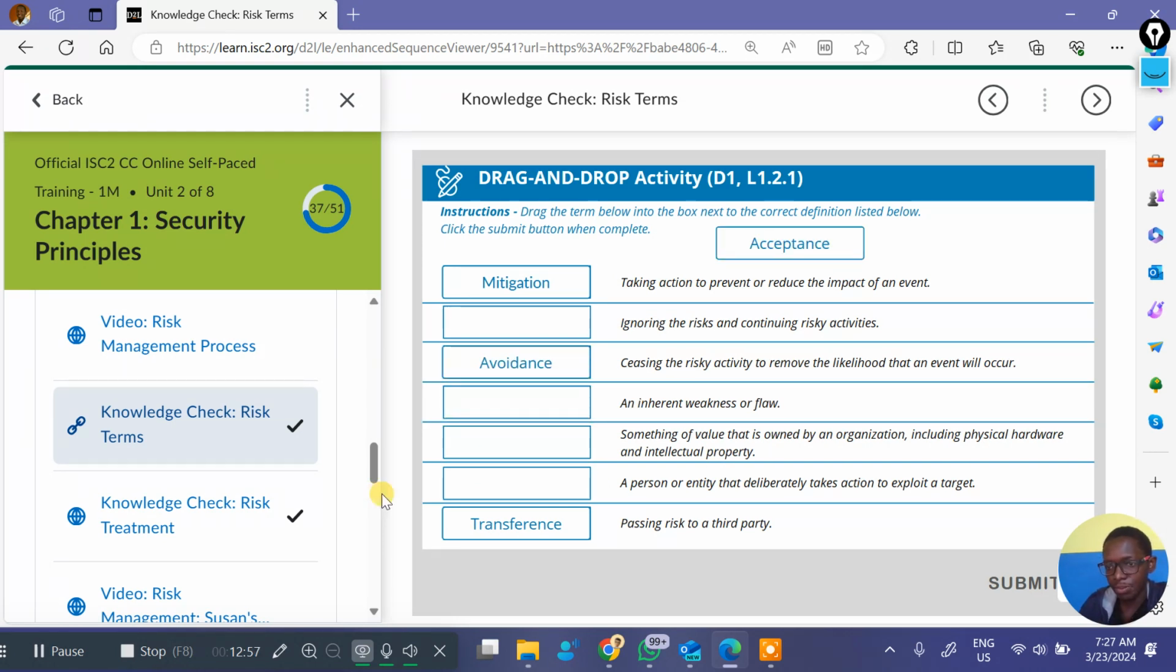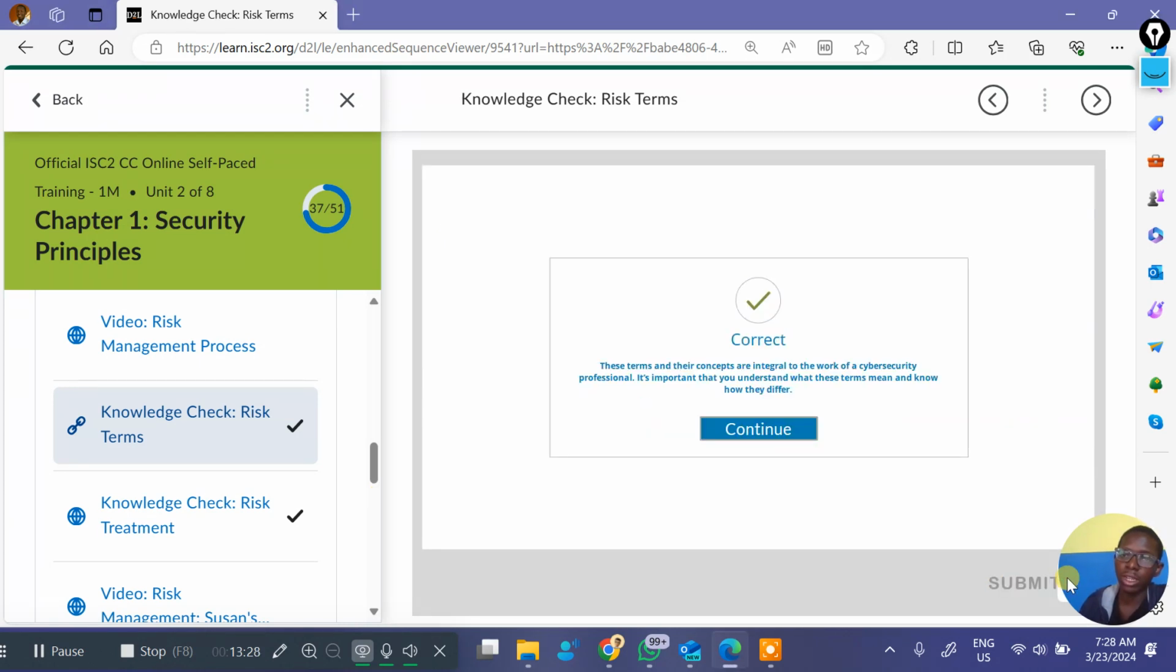How about acceptance? Yeah, pause the video right now and pick it. You have? Okay, so acceptance, you ignore the risk and continue the risky activity. How about vulnerability? Okay, did you get that? So vulnerability is a weakness. How about threat? What's a threat? Great. How about an asset? You couldn't even miss that. So basically, all should be correct.